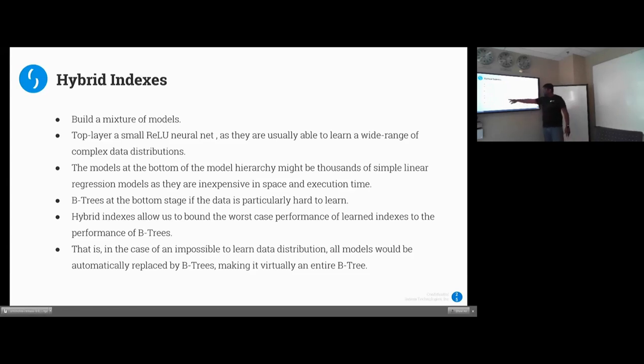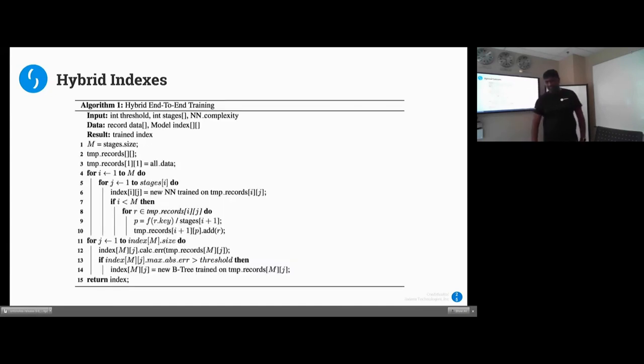It also helps us bound the worst case performance of the learned index to the performance of B-trees. What is the worst case performance of a B-tree? Log n, right? So the worst case performance for this will also be log n, in case you're not able to learn anything at all. In some cases where it's not possible to learn a pattern, it may be completely B-trees. It's like the analogy I sometimes use: you can't take a tank to a knife battle. If a neural network doesn't work for learning the pattern for your learned indexes, let's actually use B-trees, which would work. We have to solve the problem in an effective way.